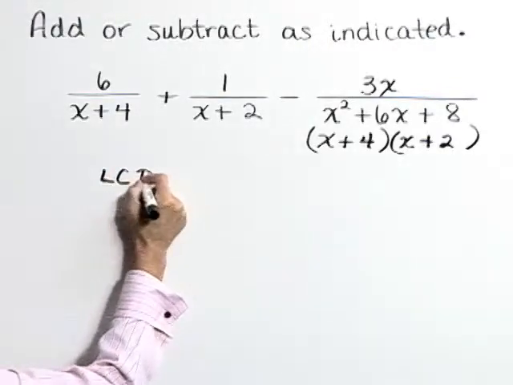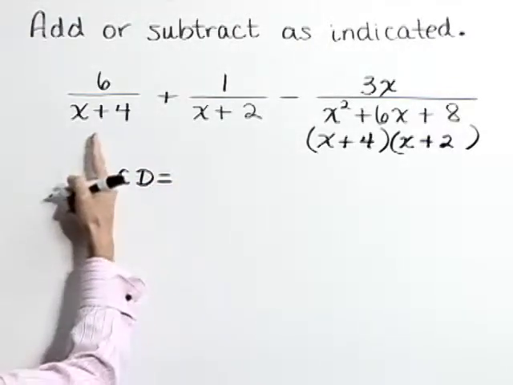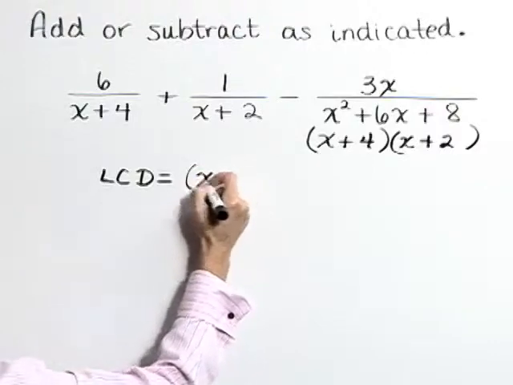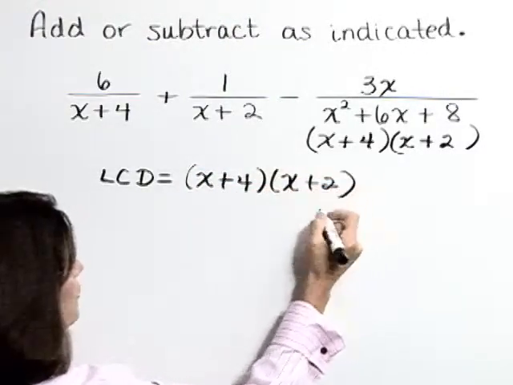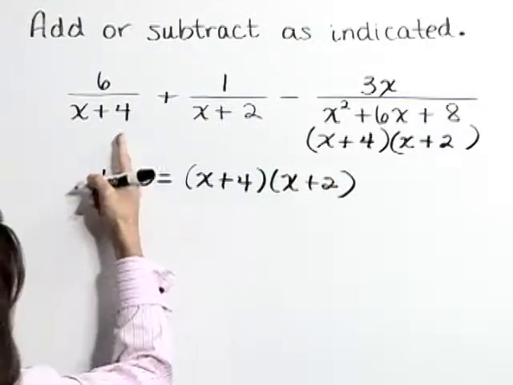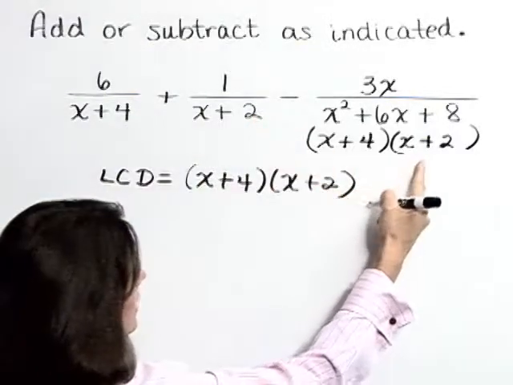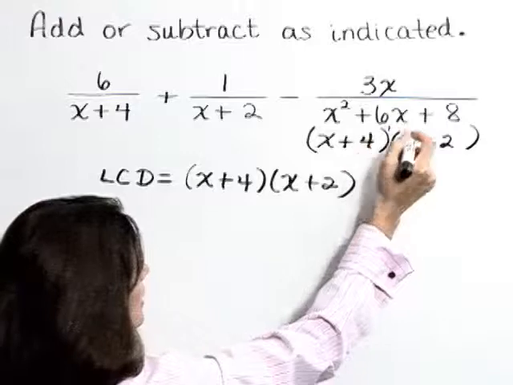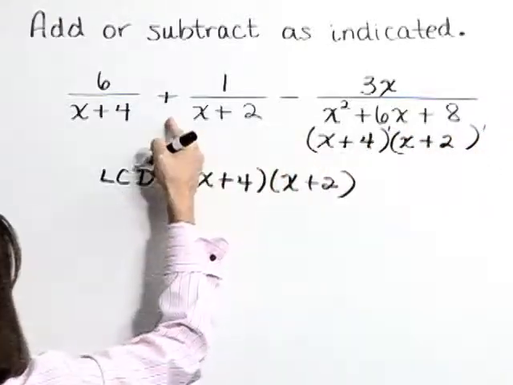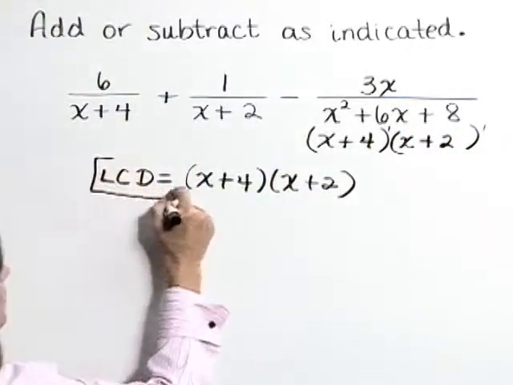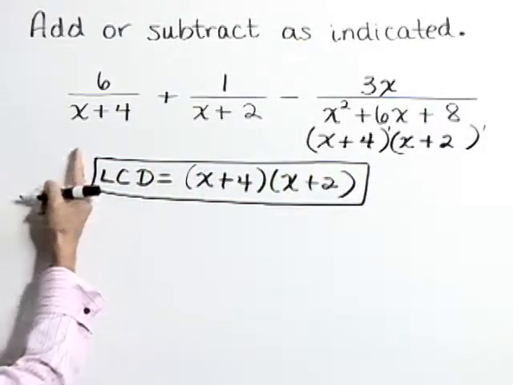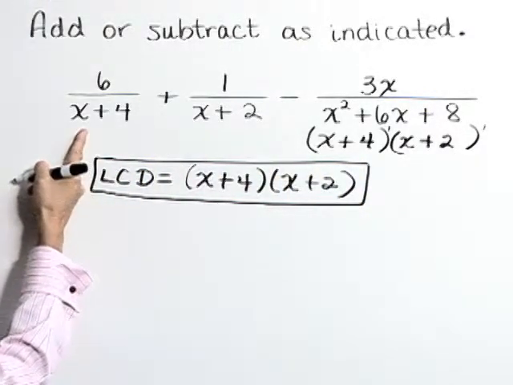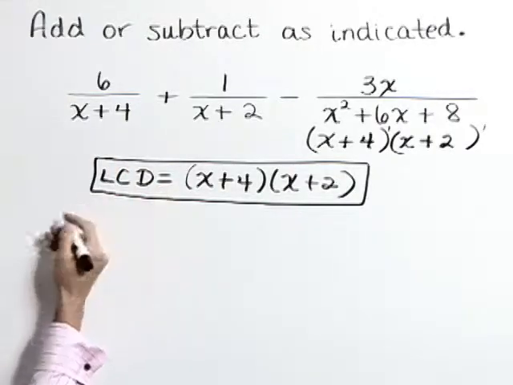Now our lowest common denominator is going to include every factor that we see. So it includes x plus 4 and it includes x plus 2, along with the largest exponents we see in any of these denominators, and all of these exponents are ones. So our LCD is x plus 4 times x plus 2. Now let's build up our fractions so that they all have that lowest common denominator.